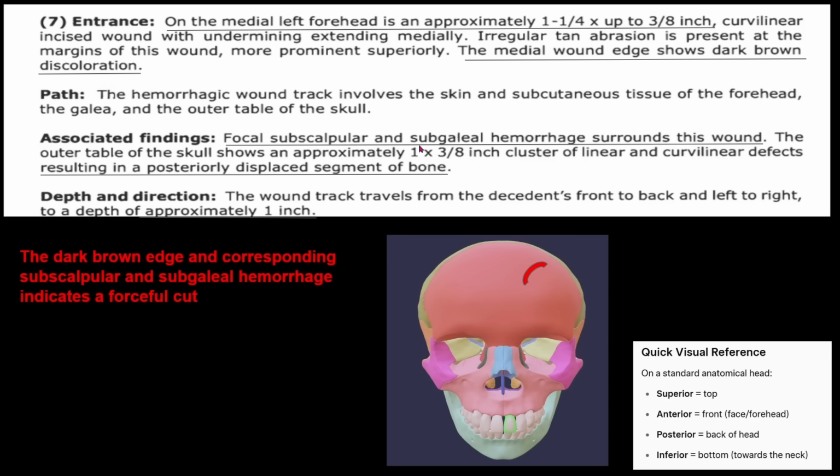Focal, subscapular, and subgaleal hemorrhage surrounds this wound, meaning this was a forceful wound, and it resulted in a posteriorly displaced segment of bone. So the dark brown edge corresponding with the subscapular and subgaleal hemorrhage indicates a very forceful cut right here, and it was 1 inch deep.